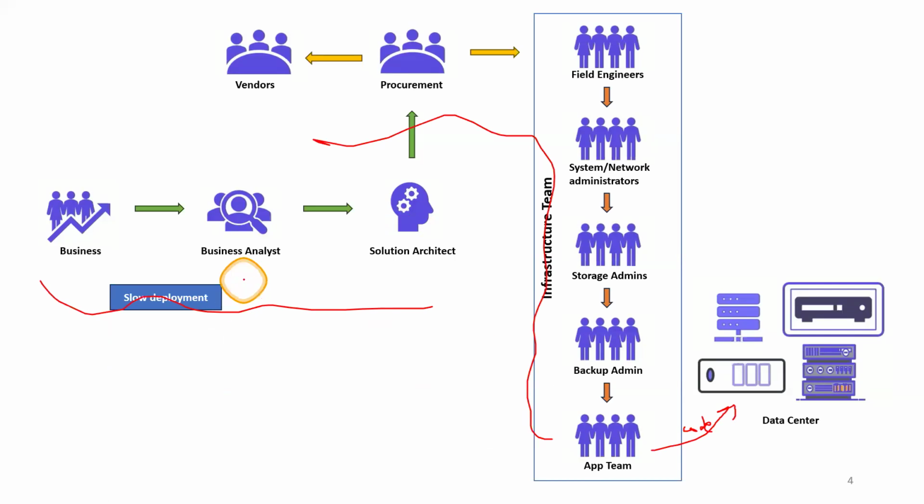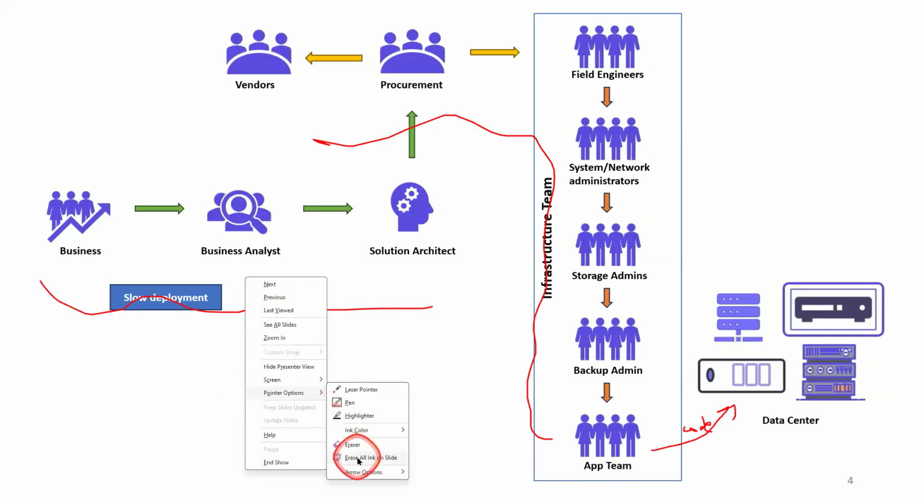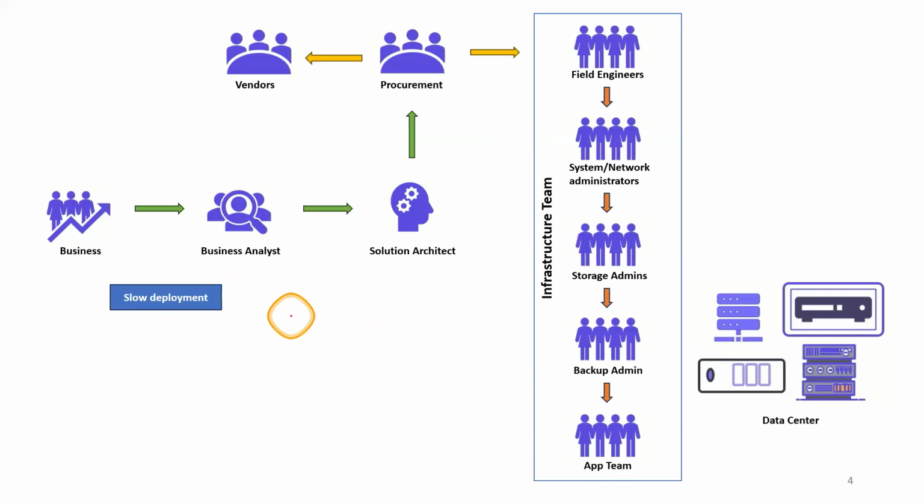Hope it makes sense, right? Sometimes it could take weeks or even months for everything to be ready for the application deployment, because you see this many teams working behind the scenes, and you may be wasting a lot of time purchasing and delivering it to the data center. So that's the reason it is called a slow deployment model. Do you guys agree with me or not? Yes.